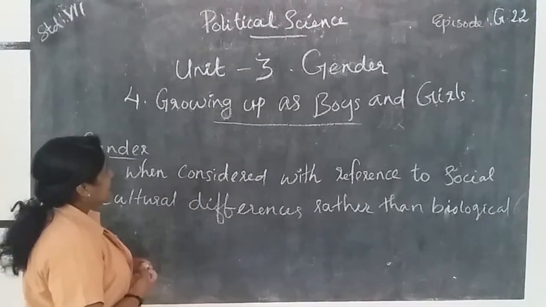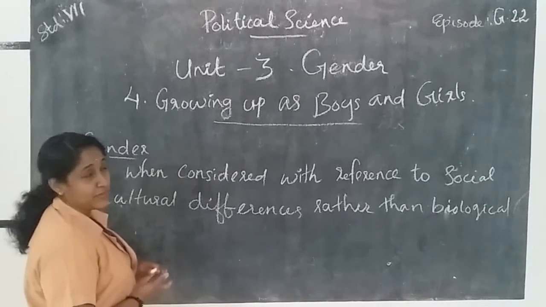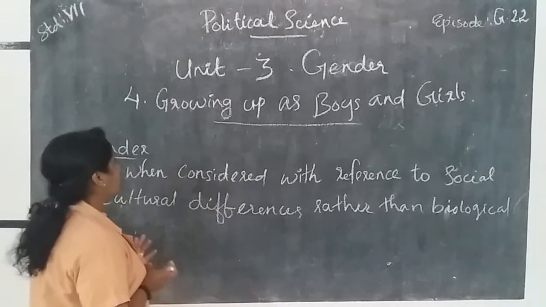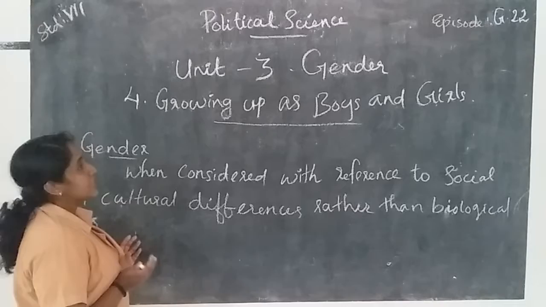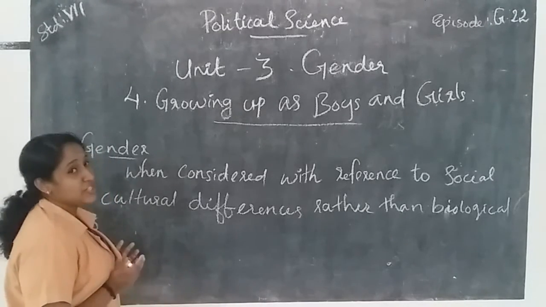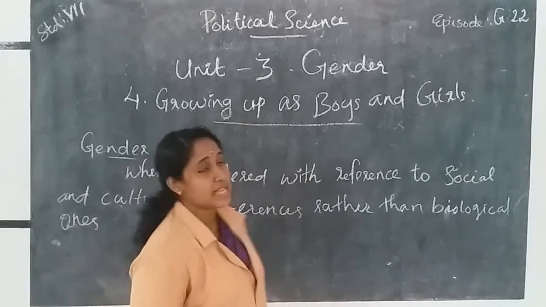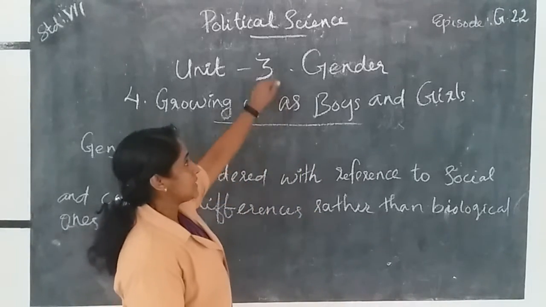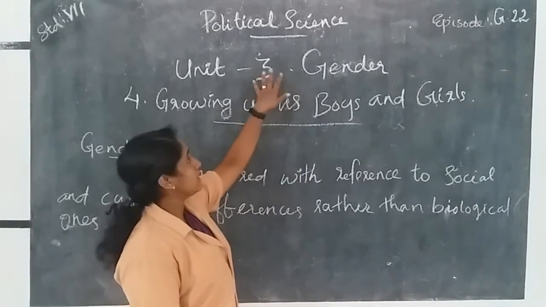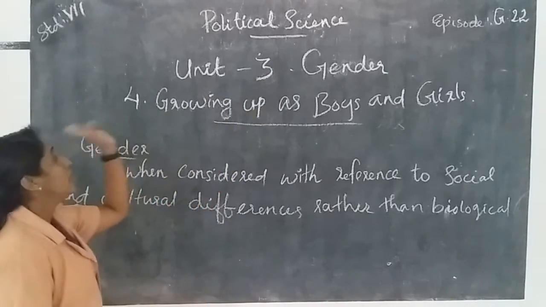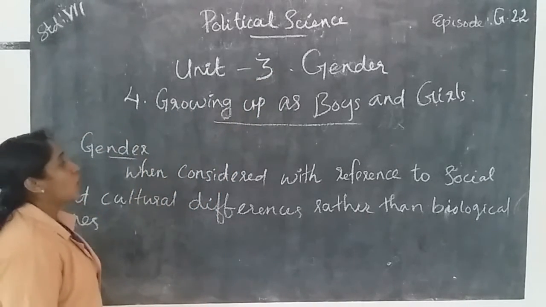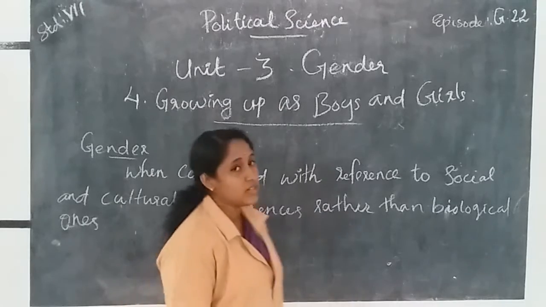Our political science unit 3, gender. In this unit, we describe gender justice and gender equality. Our fourth chapter is growing up as boys and girls. Our unit is gender. Including this unit, we have a chapter, and that chapter is growing up as boys and girls.